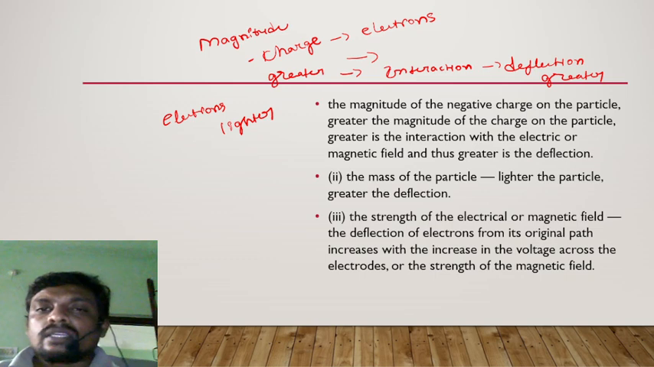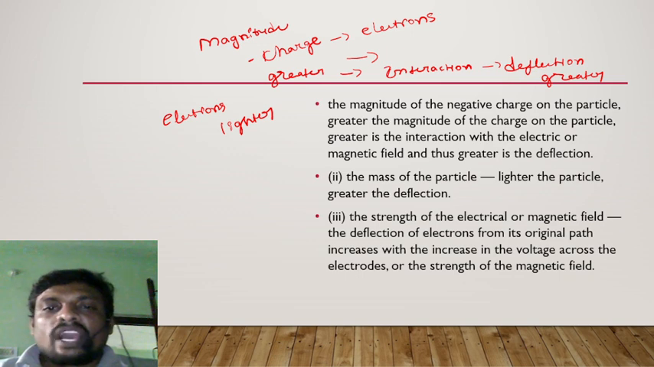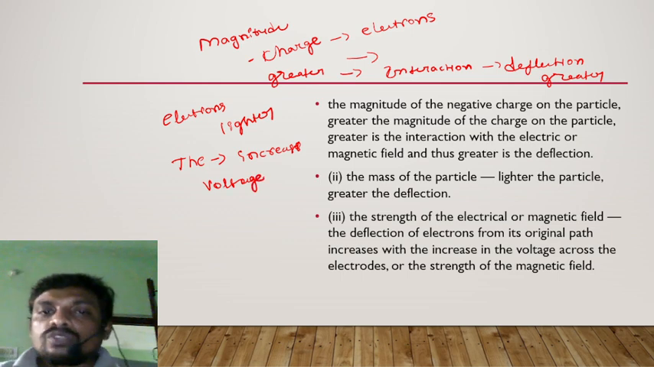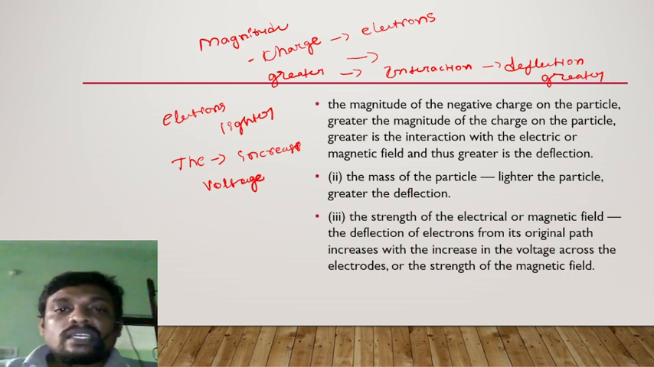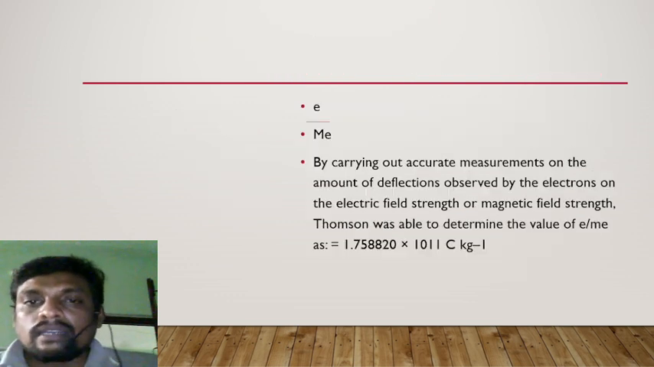Deflection is nothing but the opposite of reflection. The strength of the electric and magnetic field having specific force, the deflection of electrons from the original path generally increases with the increase in the voltage. Whenever the voltage increases, the deflection of the electron from its original path also increases, by its voltage across the electrodes, okay, or the strength of the magnetic field, etc.